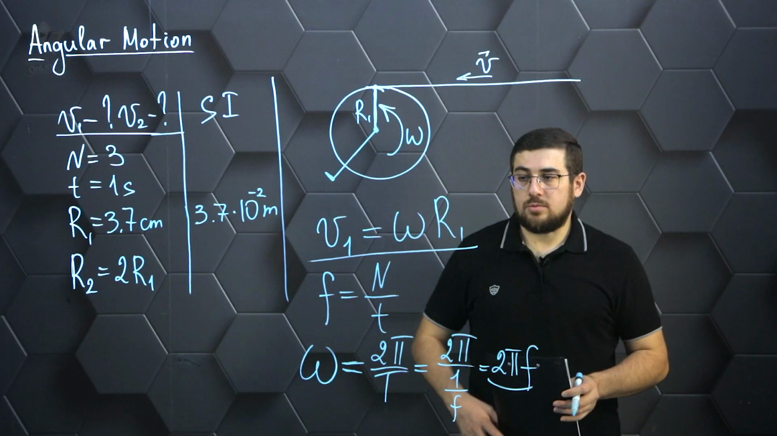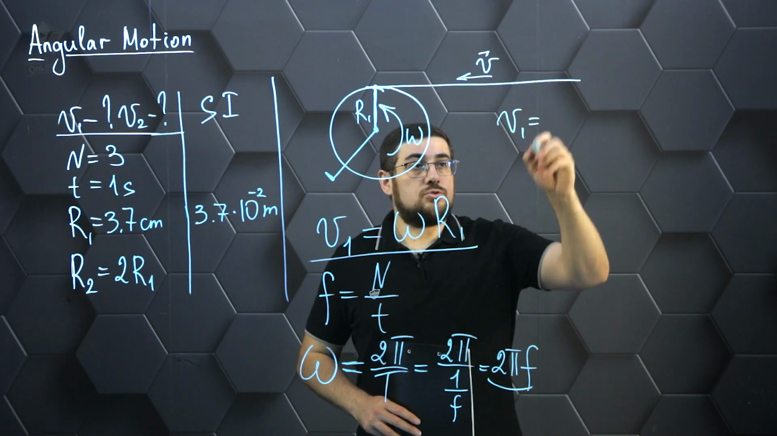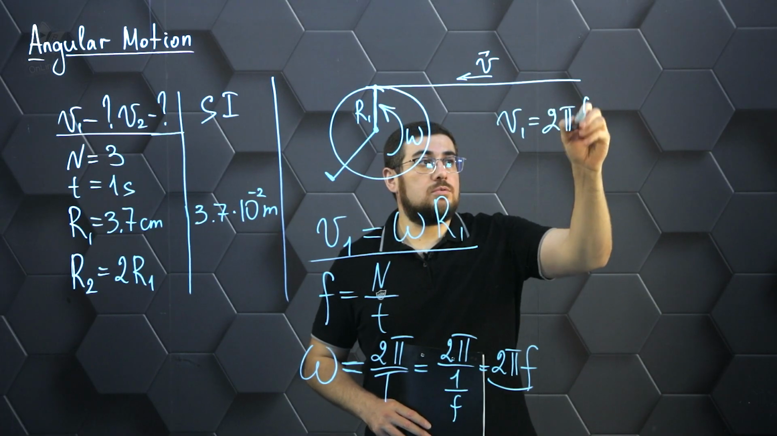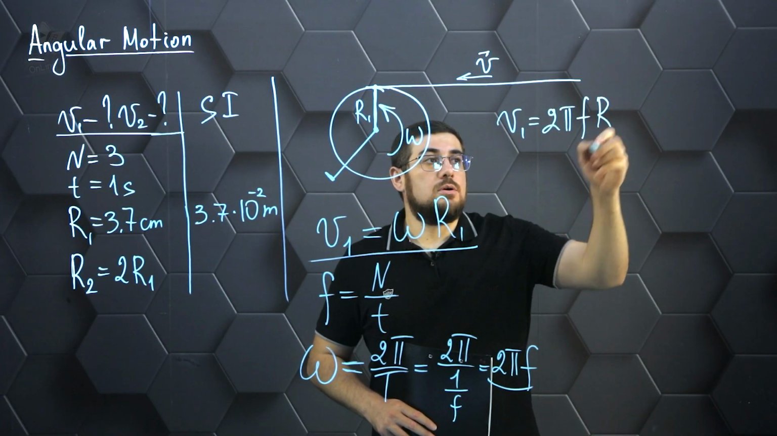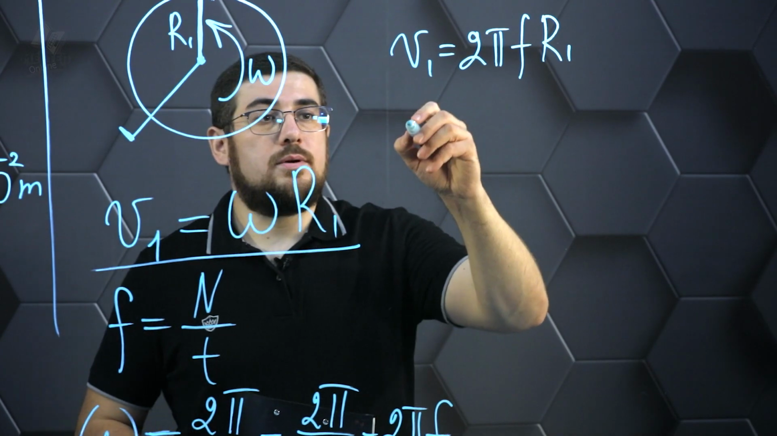And now we can try to put together the final formula for the calculation. The velocity comes out to be 2π times the frequency multiplied by the radius of the first coil. The formula is ready.